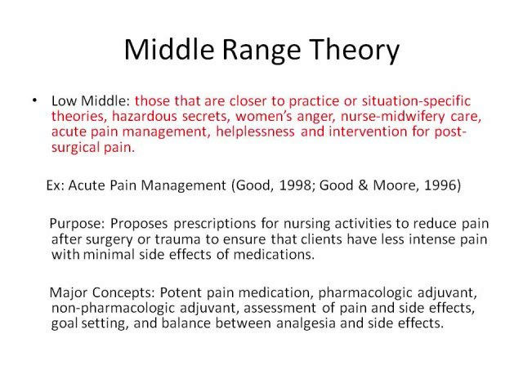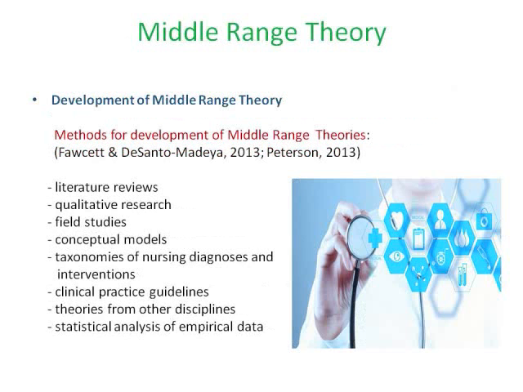Moving on, development of middle range theory. Middle range theories emerge from combining research and practice and building on the work of others. Sources are literature reviews, qualitative research, field studies, conceptual models, taxonomies of nursing diagnosis and intervention, clinical practice guidelines, theories from other disciplines, and statistical analysis of empirical data.